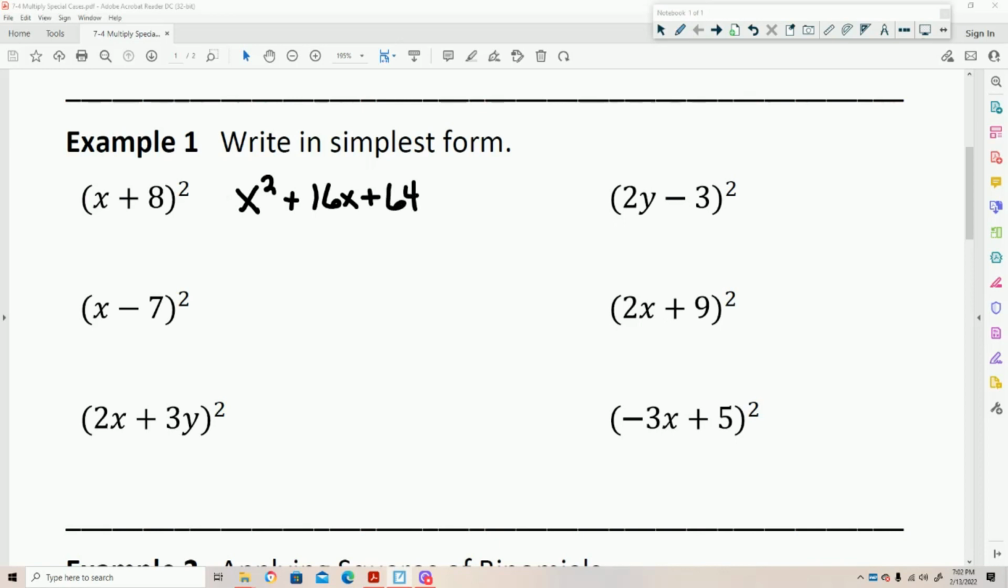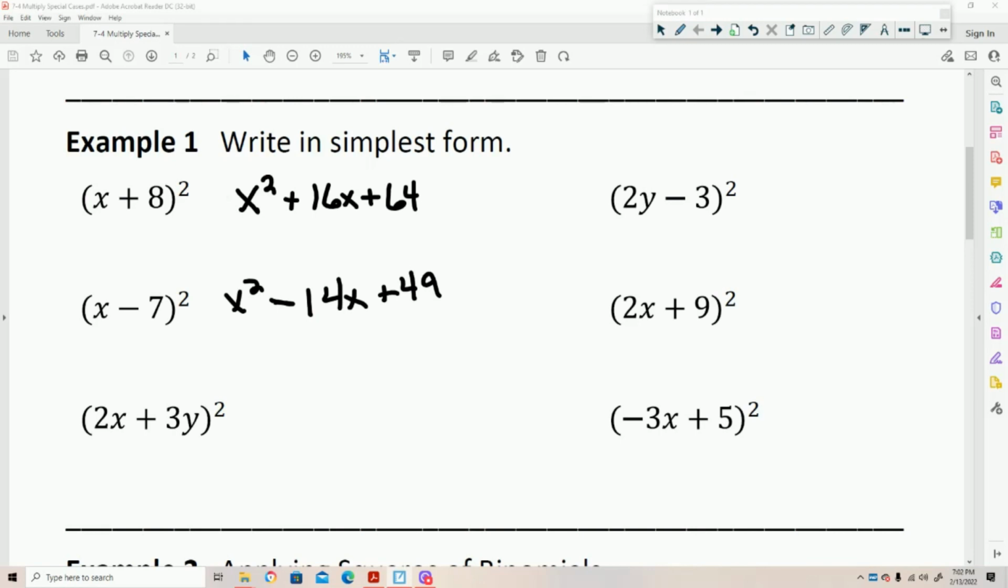Okay, let's move down. Here, this is a difference. X minus 7, so we're going to square x and get x squared. We're going to have a minus sign there because it's a difference. And then we're going to multiply 2 times 7 times x. That's going to be 14x. Then we're going to square the 7 and get 49.